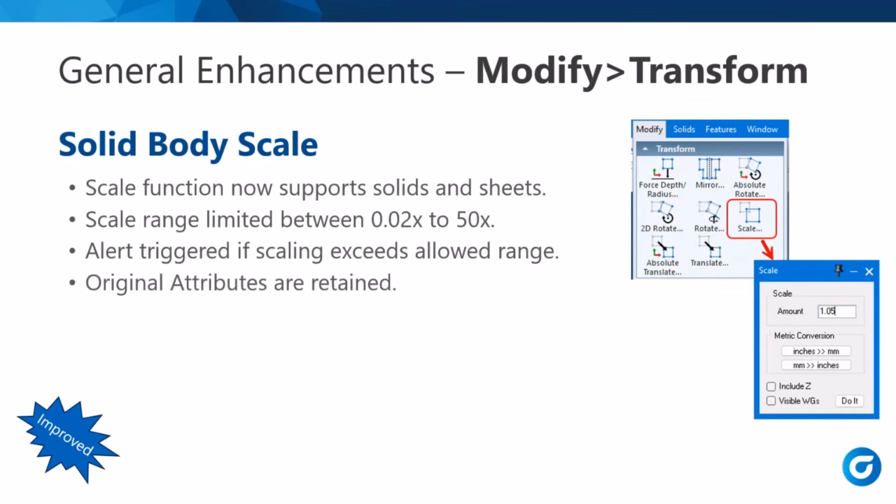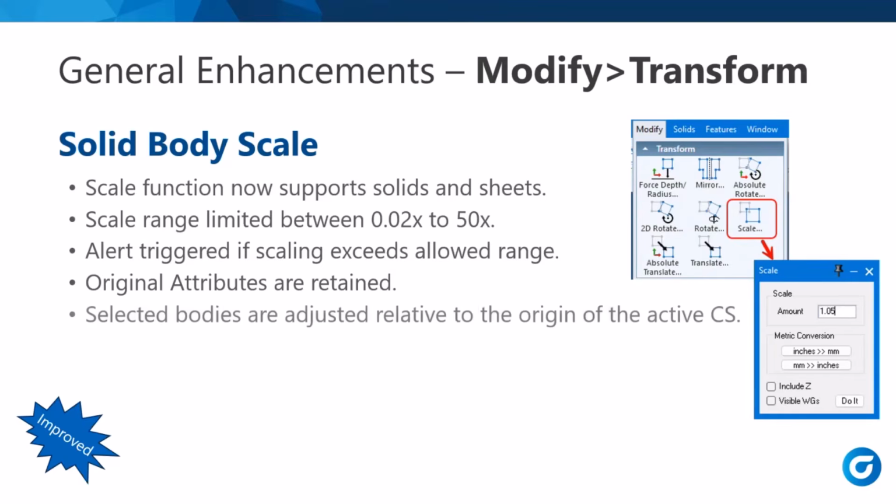And all the original attributes of that solid are retained. You're just changing its dimensions. The selected bodies are all adjusted relative to the origin of the active CS. So wherever your origin is on your active CS, that's going to be the point about which it's scaling. And we've also got an option to include or omit scaling in Z, which I'll show you, which will give you quite different results depending on what you're looking for.